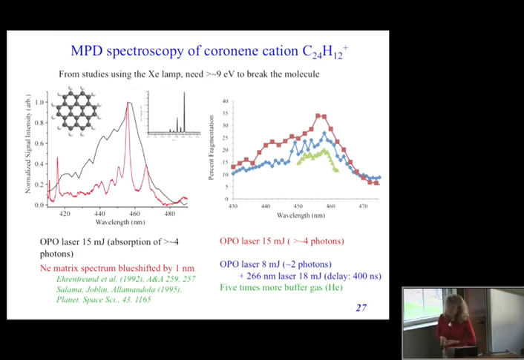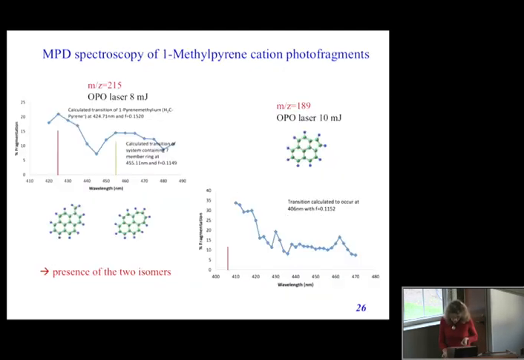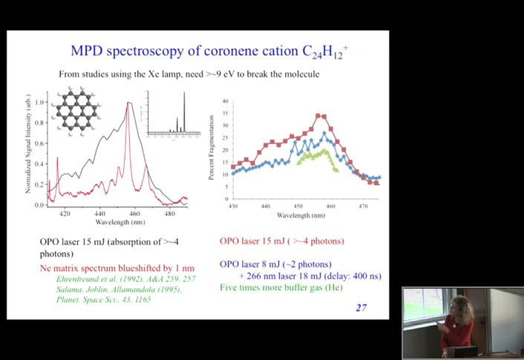Then we went to a larger species, our favorite PAH, the coronene cation, which is larger and requires more energy to break. Just before, I forgot to mention, this was only performed with 1 laser experiment, only with the OPO laser. Now we are going to see if we can implement a 2-laser, 2-color scheme.